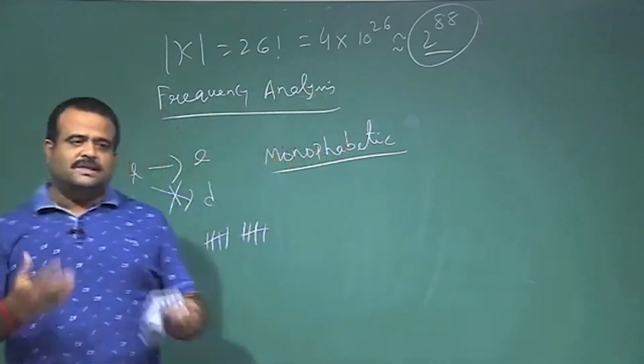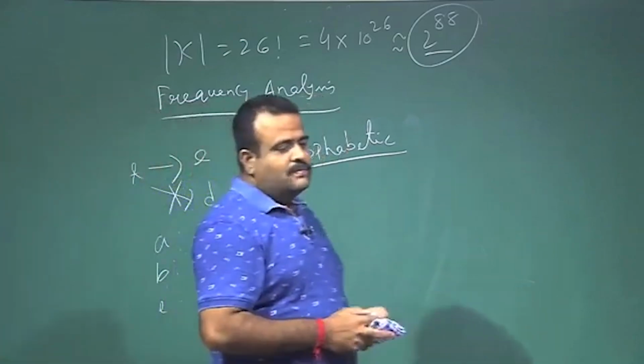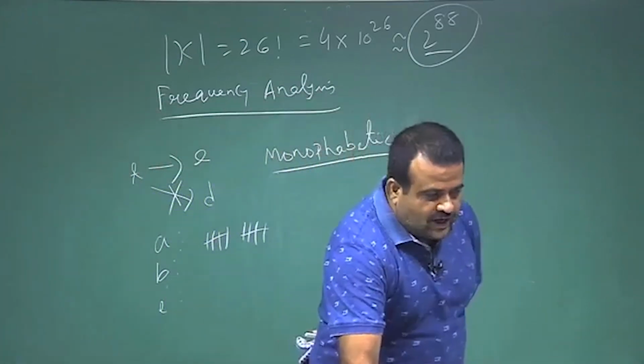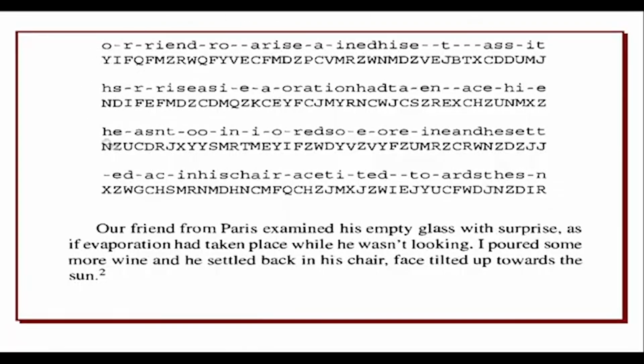We know this is English text, so it should be meaningful. So, once we got this from the frequency analysis, now we can guess, because this should be a meaningful English text. So, this should be our, F is missing, friend, this should be from Paris. So, this way one can get the plain text.